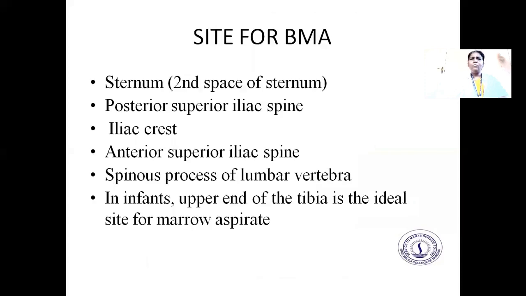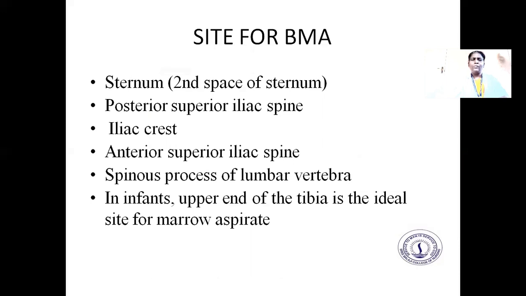Then sites for bone marrow aspiration. What are the sites? Sternum, that is the second space of the sternum, then posterior superior iliac spine, then iliac crest, next anterior superior iliac spine, then spinous process of lumbar vertebra. In infants, the upper end of the tibia is the ideal site for marrow aspiration.